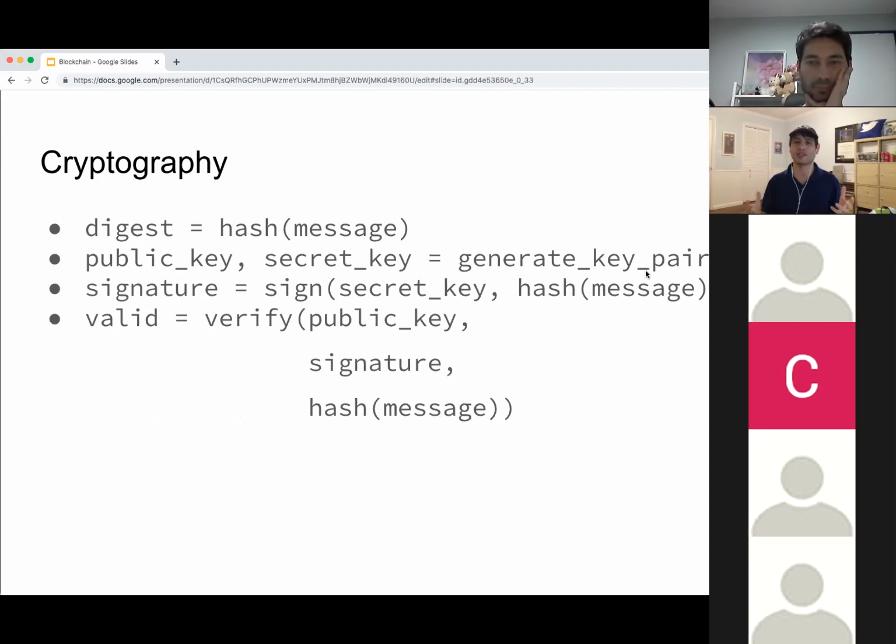So now let's move on to the second part, because a cryptocurrency and a blockchain is two things. It is cryptography and it is a data structure. So what is this data structure that we call a blockchain?